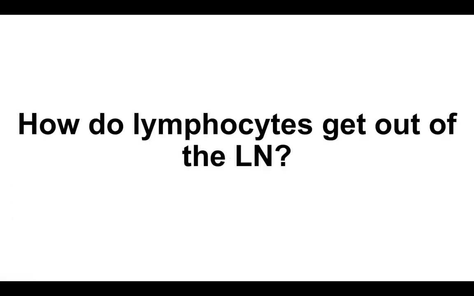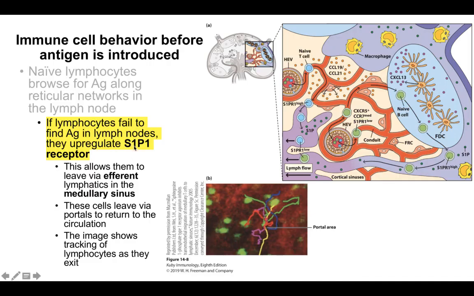How do lymphocytes get out of the lymph node? We're revisiting this. We've already looked at how lymphocytes get into the lymph node. If they've been there for, I think, 18 or 21 hours, something like that, and haven't found an antigen, they'll start to upregulate their sphingosine 1 phosphate 1 receptor. When they increase the receptor expression, that means they can bind to the sphingosine 1 phosphate, which helps them then move out of the lymph node.